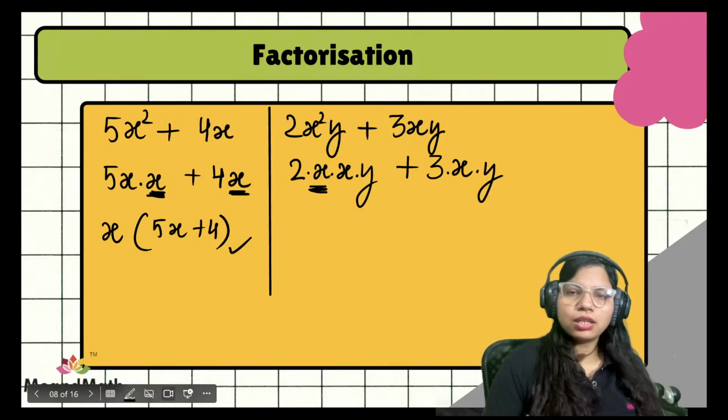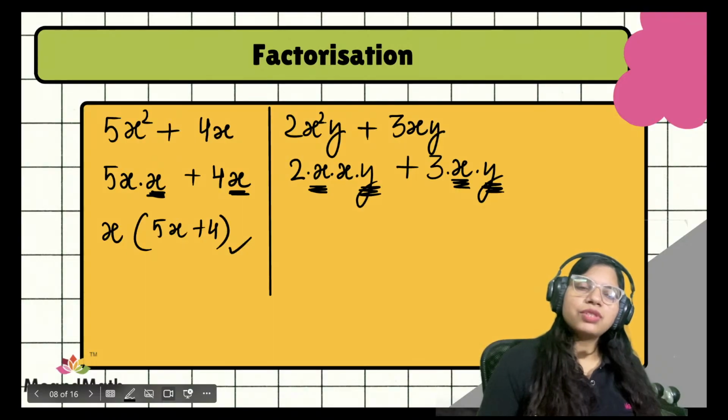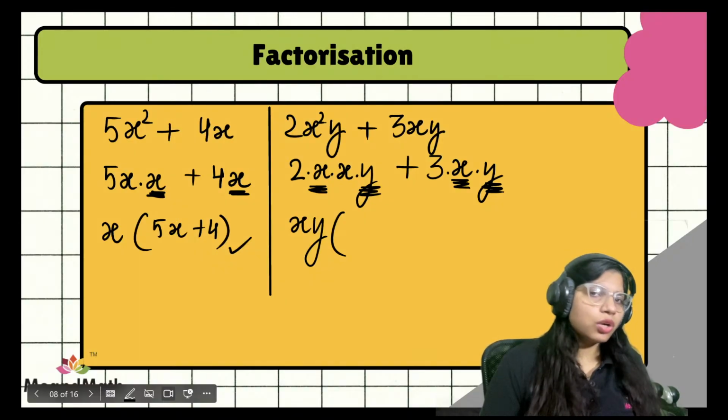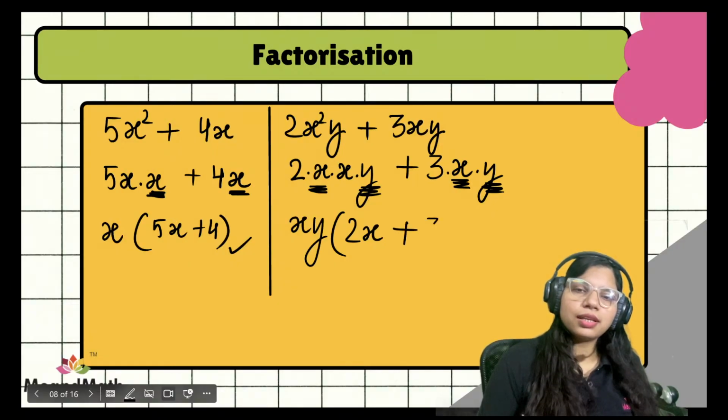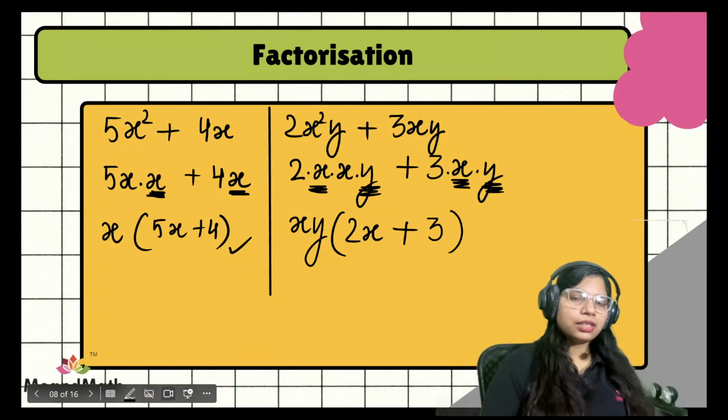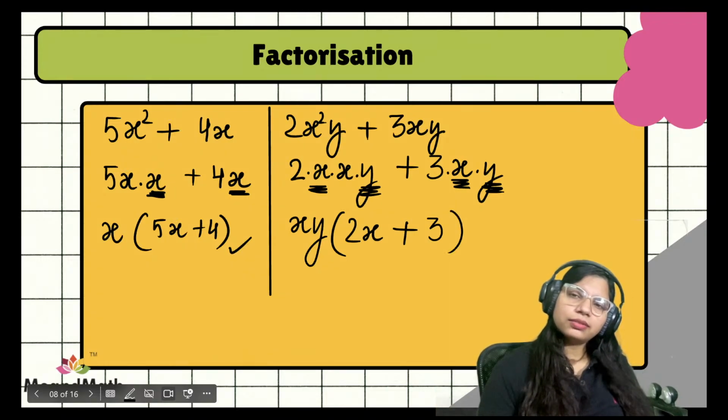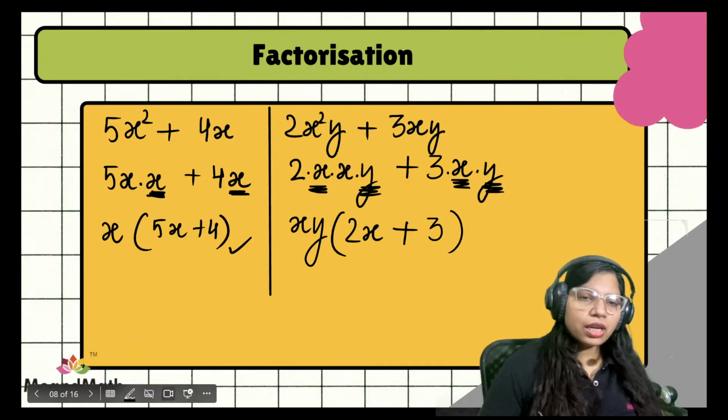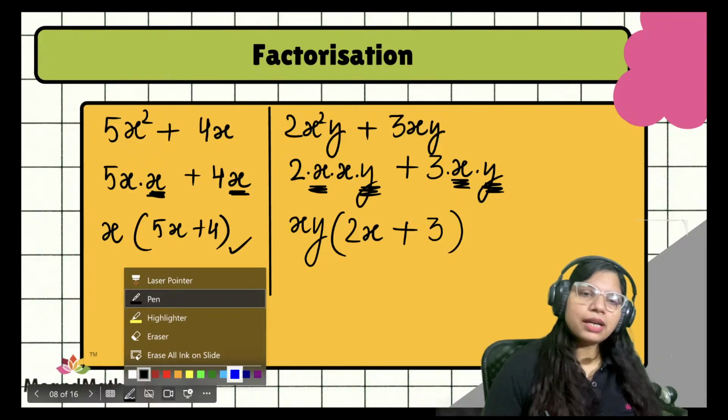So we have x here, we have x here. We have y here, we have y there. So outside the bracket we're going to be writing the common things: xy we wrote outside. In the first term, what is left which is not underlined? It's 2x. In the second term, what is left which is not underlined? It's just 3. 3 is not underlined, everything else is underlined. That's what your answer is. Do you get that? If you understand, then practice.